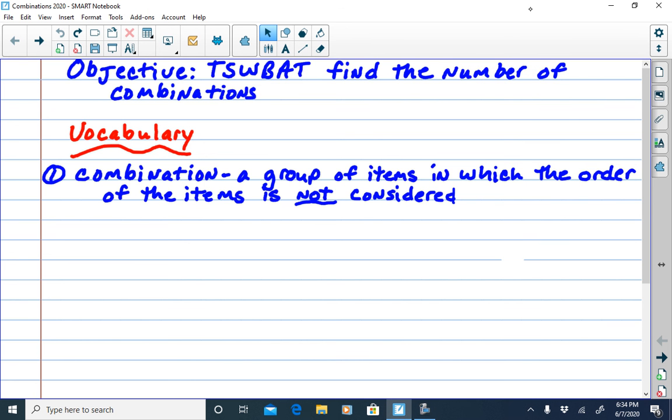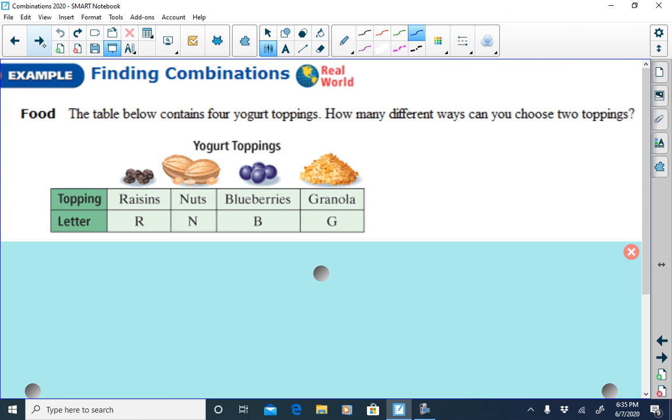Okay guys, the lesson today is to be able to find the number of combinations. What do we mean by a combination? A combination is simply a group of items in which the order of the items is not considered. Well, what do we mean by that? Let's take a look.